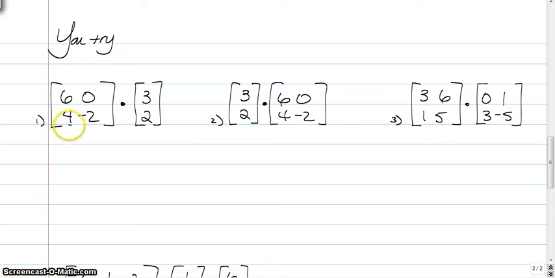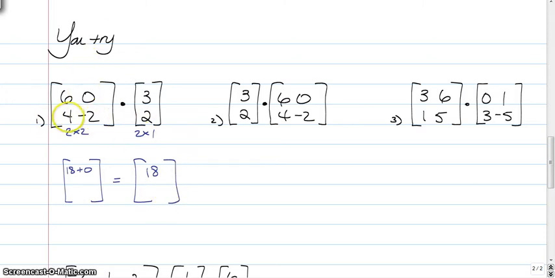Here we go. This is a 2 by 2. This is a 2 by 1. Yes, the inside numbers are the same. We are going to result in a 2 by 1 matrix. So all we need to do is this. 6 times 3 is 18. Jump over, jump down. 0 times 2 is 0. So we get 18.